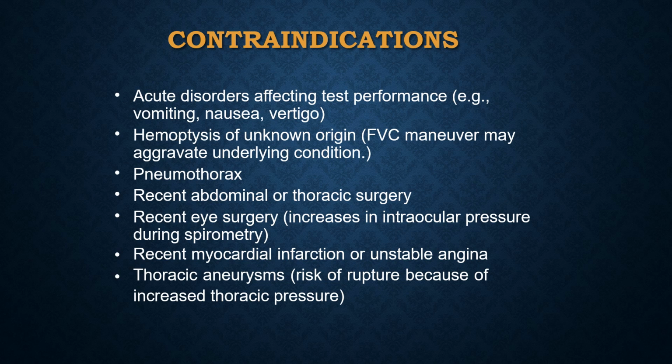Contraindications to spirometry are acute disorders affecting test performance like vomiting, nausea and vertigo, hemoptysis of unknown origin, as it may aggravate the underlying condition, and pneumothorax, that is air in the thorax. Also recent eye surgery, which increases the intraocular pressure during spirometry, recent MI or unstable angina, and thoracic aneurysms, which have a risk of rupture because of increased thoracic pressure.